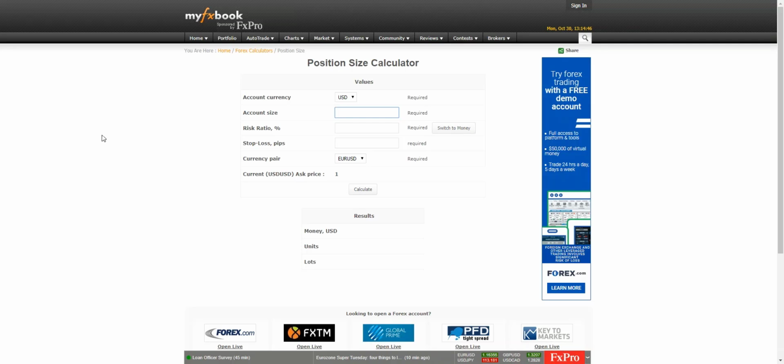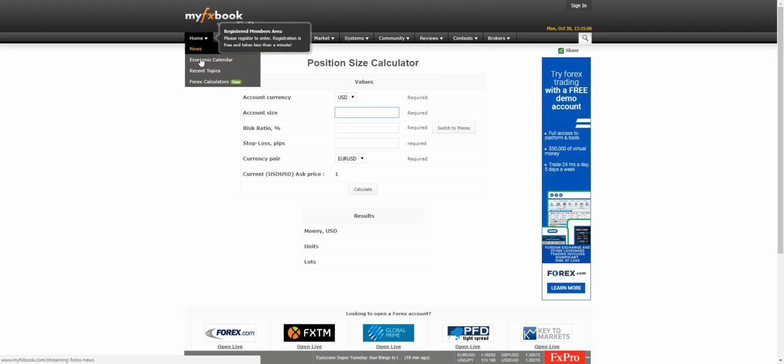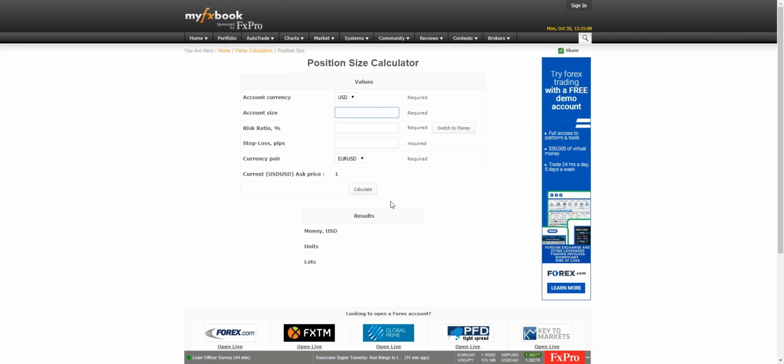So basically, I'm going to run down real quick what position size calculator I use, and I'll do a quick little mock of a trade to show you guys what I mean by this. If you just Google position size calculator, it'll come up as the first thing. But my FX book has, under the home tab here, Forex calculators, you go to position size calculator. It has it all right here on my FX book's website. So it's simple and easy as can be. All you have to do is follow the parameters and input your trade right here.